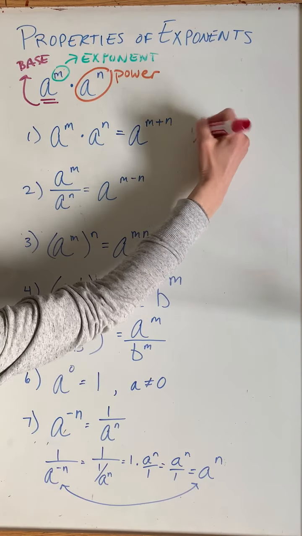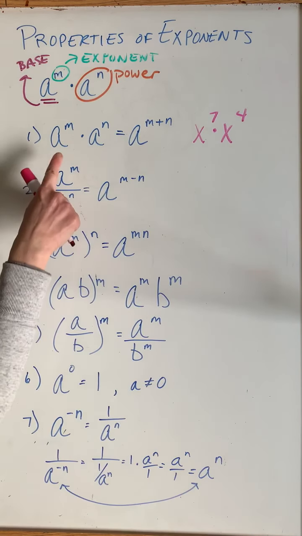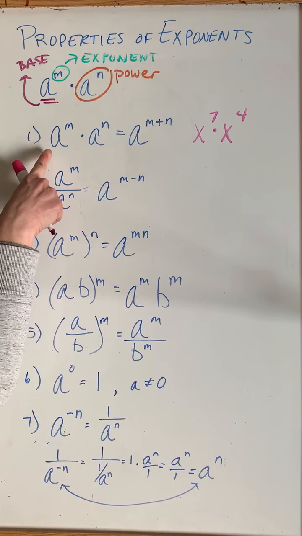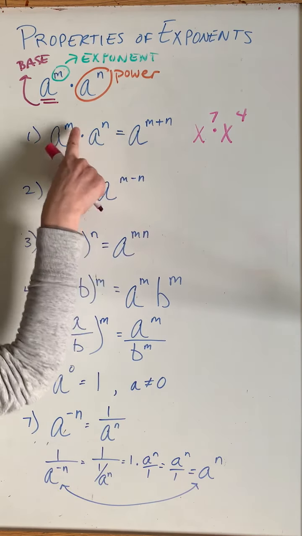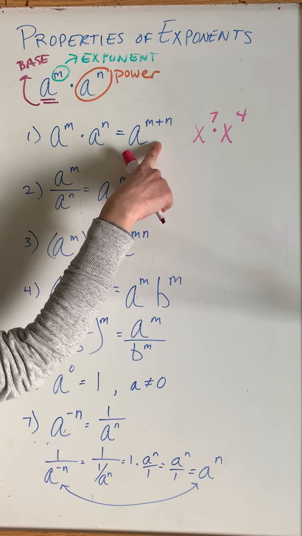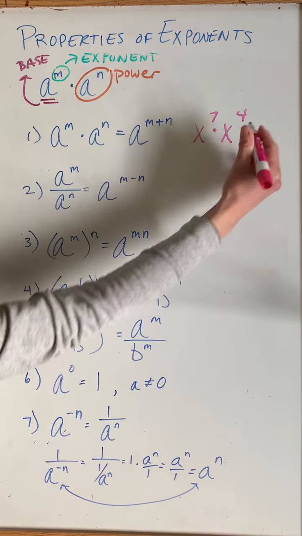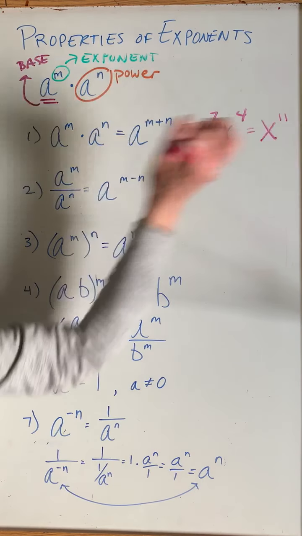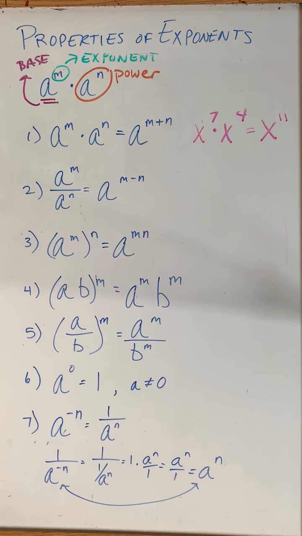Let's say you had x to the 7th times x to the 4th. Okay, so we can see that we've got the case here in this first property. Our bases are the same. In this case, the base is just x. And we've got our two exponents, m and n, right? So what does our rule tell us we're going to do with those two exponents? We're simply going to add them together. Does that base change? Nope. So our base is still going to be x, and our exponent will be 11, because we just added the 7 and the 4. Okay?